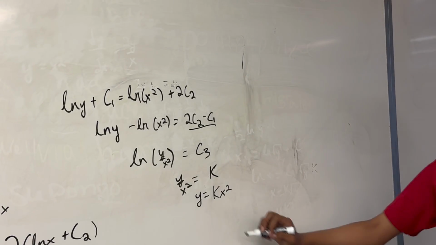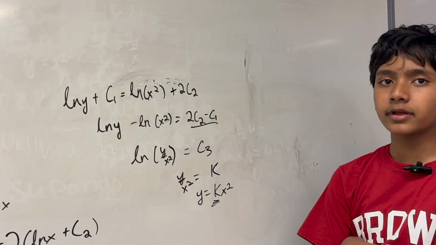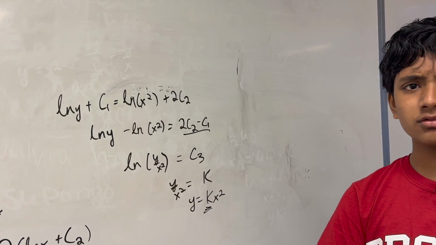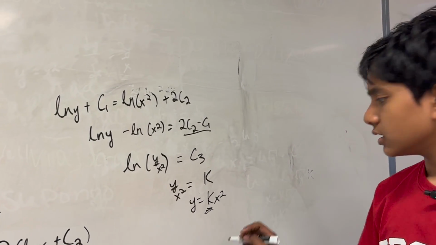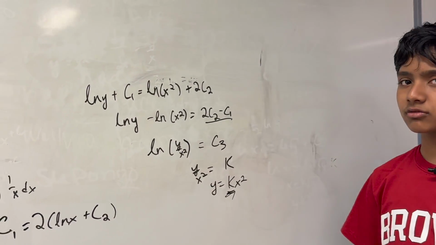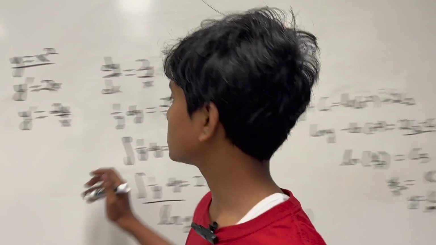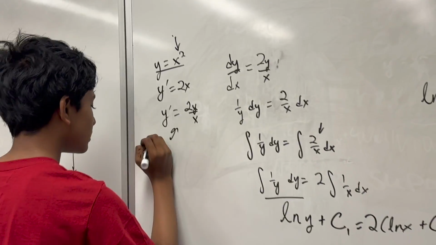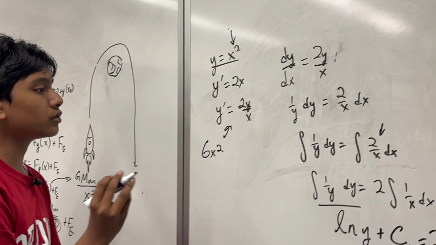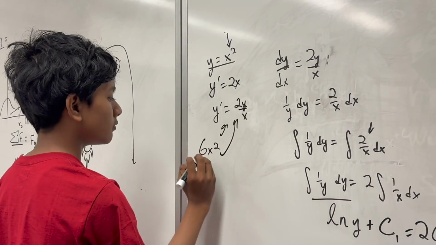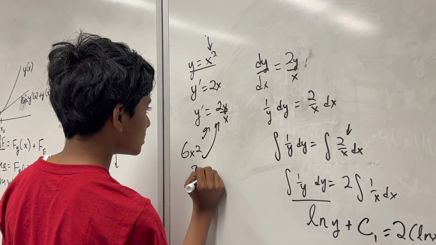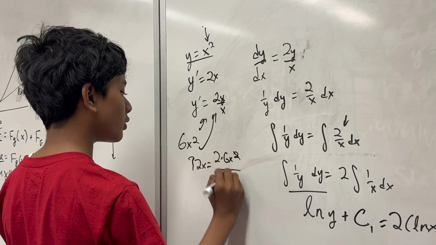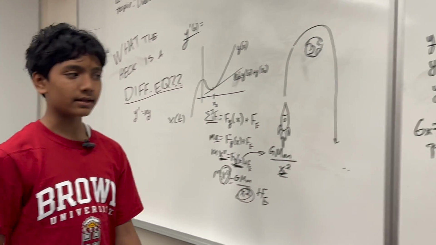Anything of the form kx squared, where k is just some real number, is going to be... How is kx squared energy? What? No, this is not the spring constant. So anything of the form kx squared, where k is any real number, is a solution to this. Don't believe me? y equals x squared is not unique. So let's try 6x squared, for example. If we plug this in, we get 12x is equal to 2 times 6x squared over x. Voila. Works just like that.